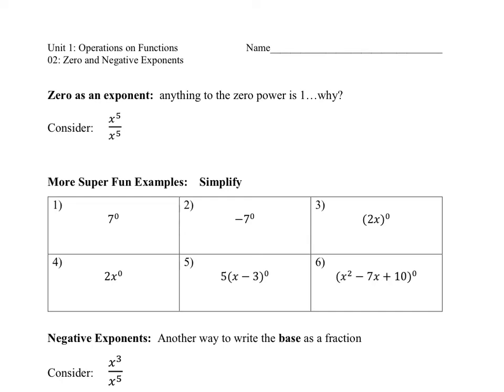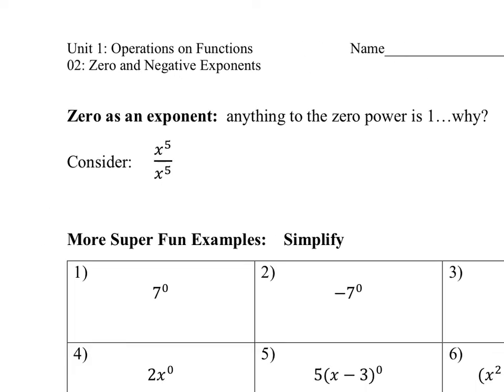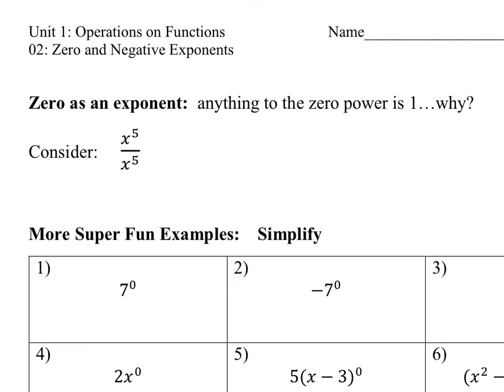All right, today we're dealing with operations on functions again, and we are dealing with 0 as an exponent and negative exponents. Yay! So 0 as an exponent, anything to the 0 power is 1. So maybe many of you remember this rule, but why?